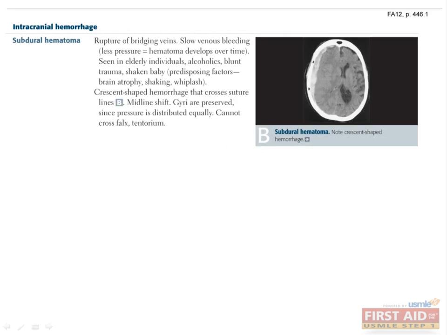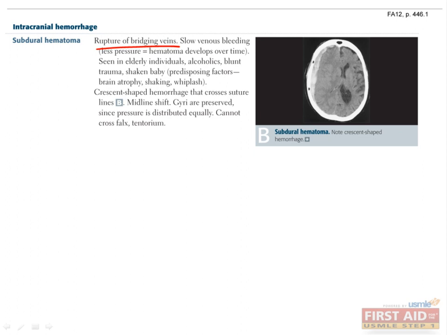Subdural hematomas occur in the potential space between the dura and the arachnoid layers. What causes subdurals? They're usually caused by rupture of the bridging veins after a trauma. The people who are most susceptible to developing subdural hematomas are the elderly, because they often have diffuse cerebral atrophy that allows the brain to move more freely in the skull, which leads to injury to those bridging veins. Shaken babies, alcoholics who fall, and also those with brain contusions are at risk.